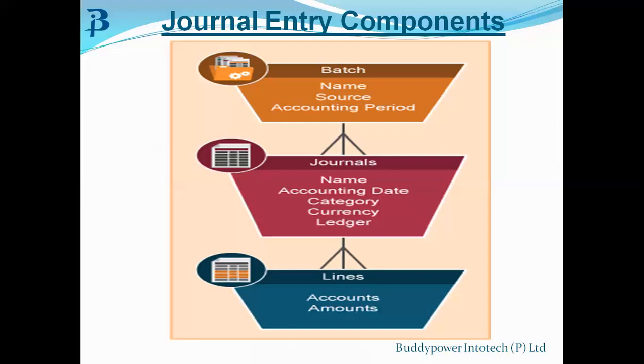If you do not want to enter batch information, you can enter a journal directly. The general ledger will create a batch for the entry automatically, using the source manual combined with a unique batch ID and the system date.